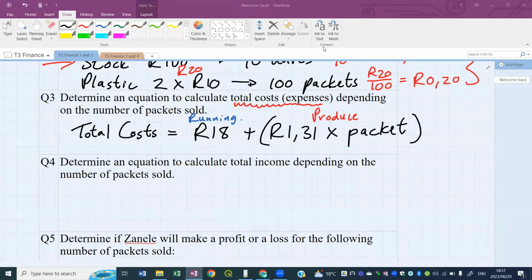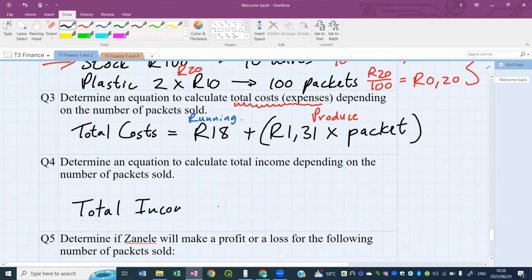So the times packet is important, okay, because the money that this person gets in is purely based on how many packets she sells. All right. So I'm going to say the total income, Tiamo, well done. The total income will equal something times the number of packets that she sells. All right.